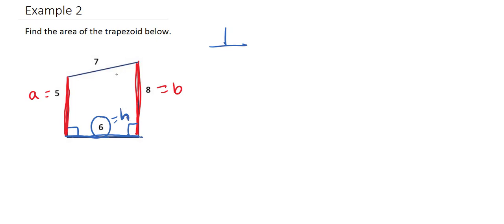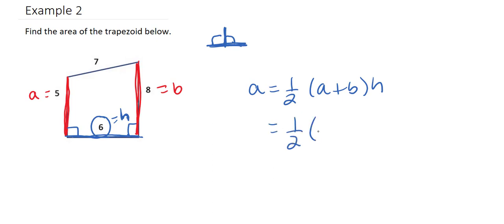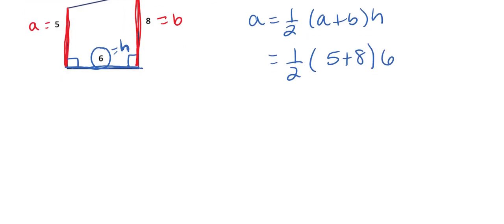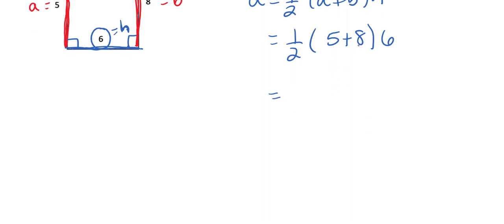And then we don't care about the 7. It doesn't actually help us. So this indicates how the lines intersect. Now, let's go ahead and fill this out. We can go 1/2, so 5 plus 8, and then times 6. Let's do what's in the parentheses first. So 5 plus 8, that's 13.